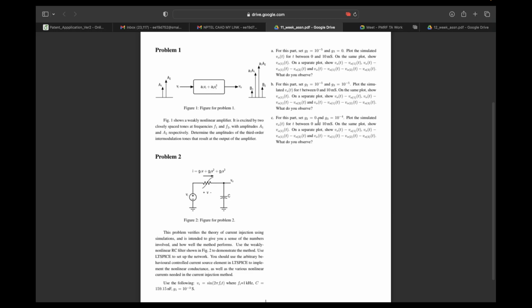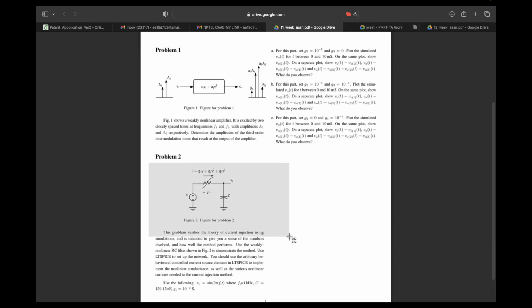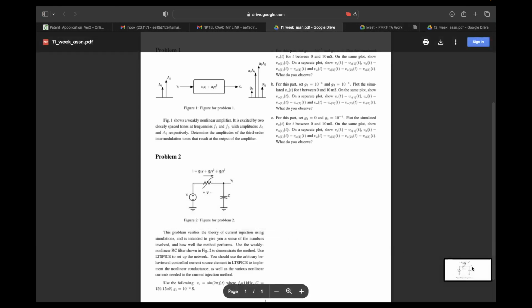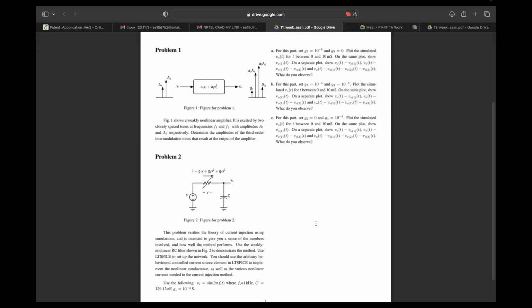V01 is basic itself. Here V0 is present, but how to find that V01? V01 can be found just by solving the differential equation of this first order RC network. You can use Laplace for this. You have input as sine 2 pi f1 t, where f1 of 1 kilohertz is given to you, the capacitance is given to you, and the conductance is given to you. It will be a low pass filter.